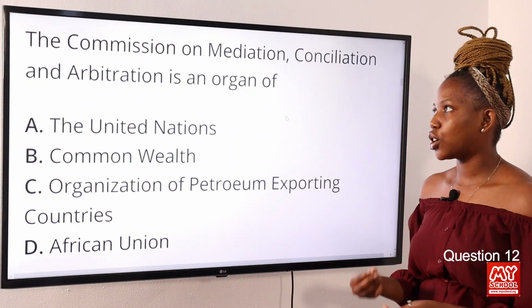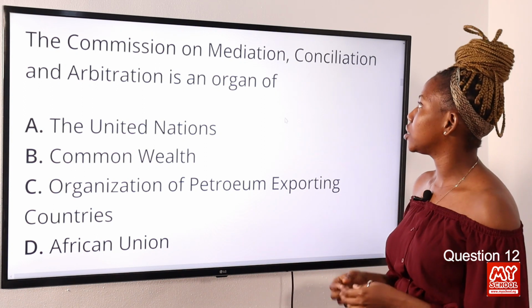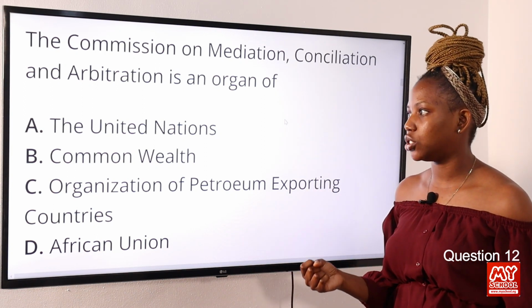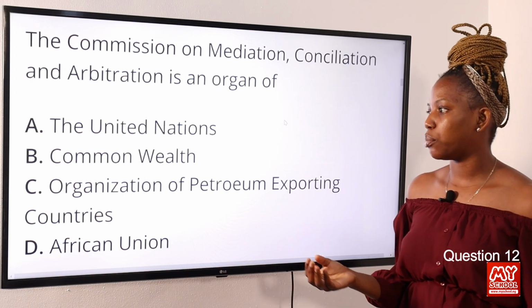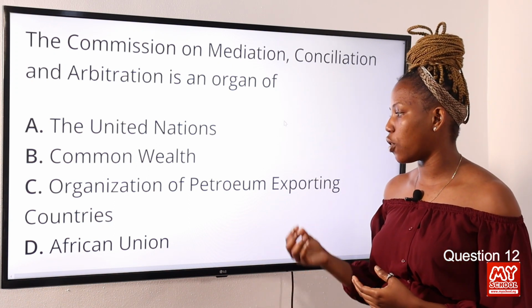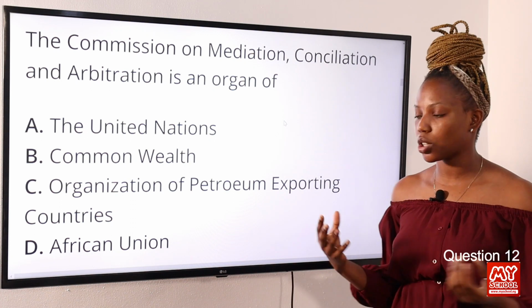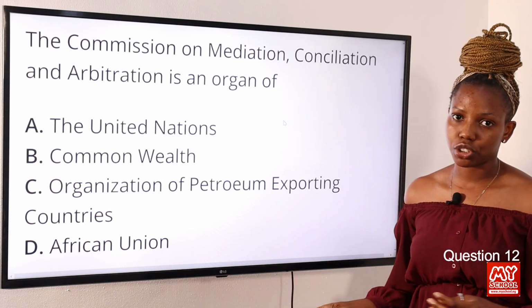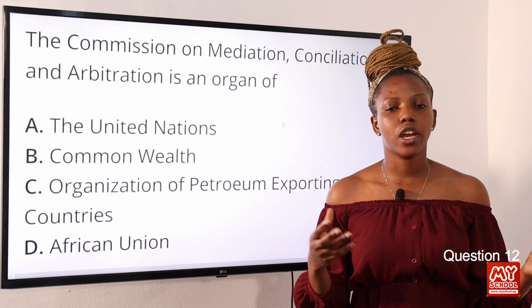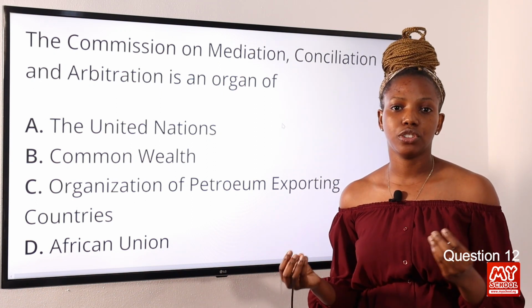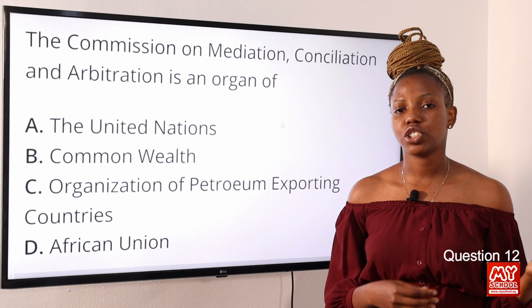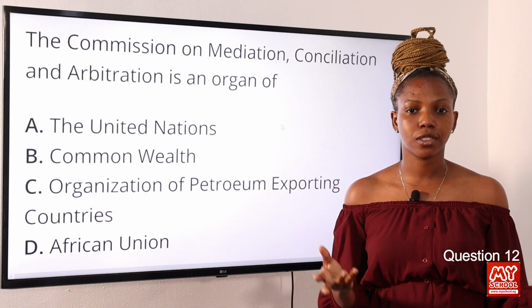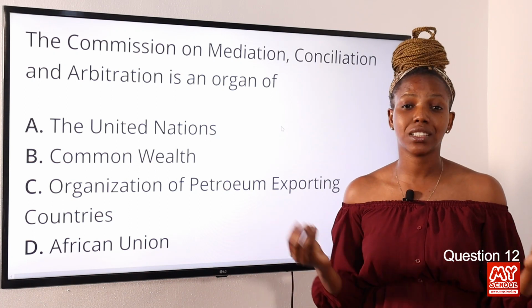Question 12. The Commission on Mediation, Conciliation and Arbitration is an organ of option A, the United Nations, option B, Commonwealth, option C, Organization of Petroleum Exporting Countries, option D, African Union. The answer to this question is African Union. Do not forget that OAU, Organization of African Unity, was changed to African Union. So African Union replaced OAU, so it's quite similar.